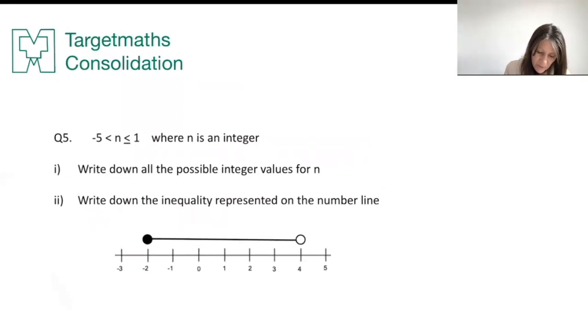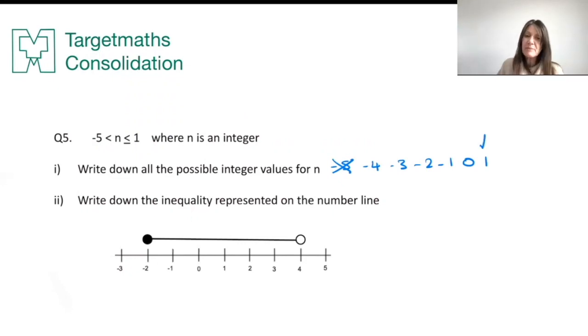Okay, so write down all the possible integer values for n. So the range of numbers is -5, -4, -3, -2, -1, 0, 1. Taking a look at the inequality signs now, there's no equal sign for the -5, so we're not going to be including that. But there is for the 1, so I will be including that. So that's my thinking. I'm demonstrating what I'm doing to my examiner, and then I would list out on the dotted line really clearly the numbers that I was including in my answer.